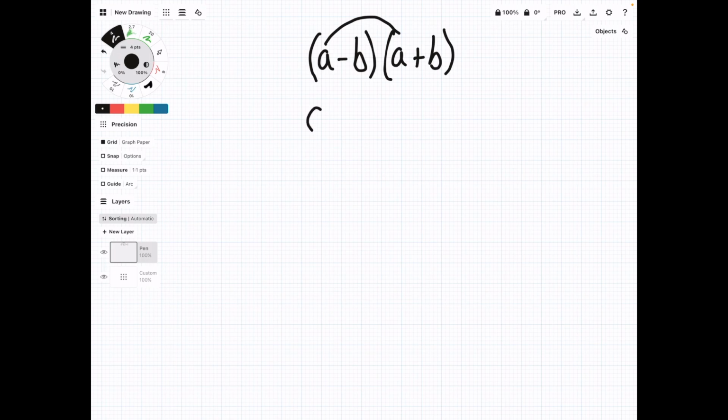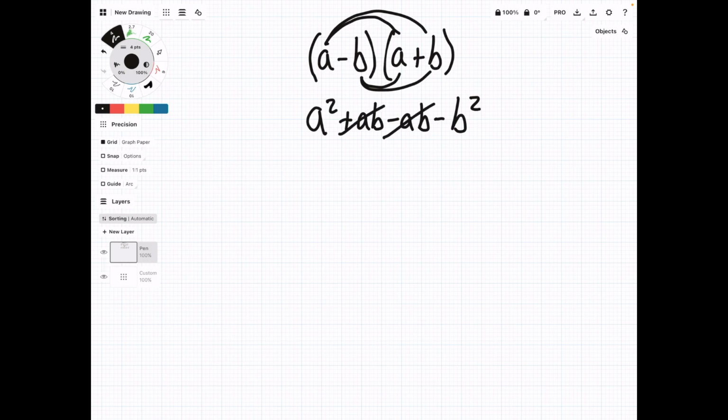So a times a is a squared. A times b is plus ab. Minus b times a is minus ab. Minus b times b is minus b squared. When we do this, the middle two terms will cancel, and we are left with a squared minus b squared. And this is a difference of squares.